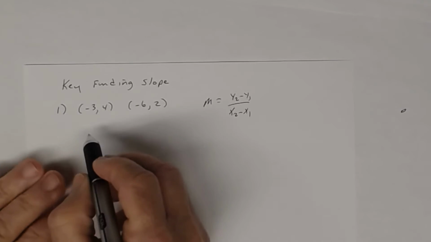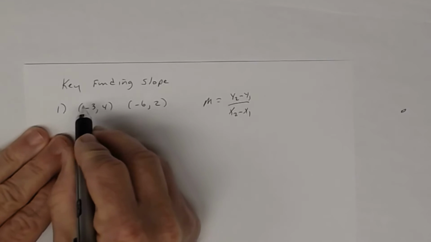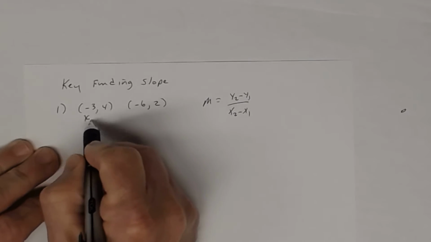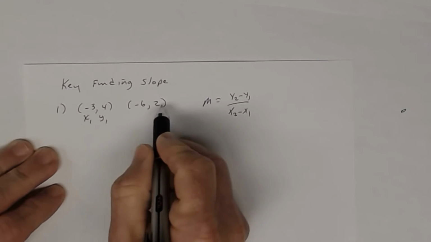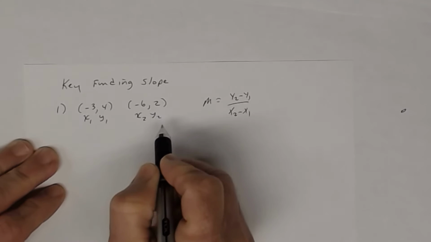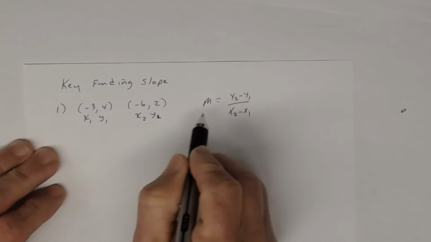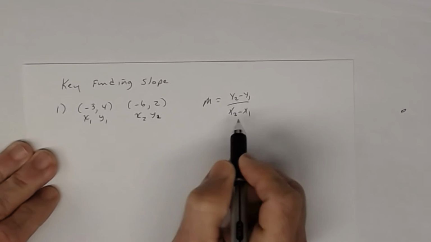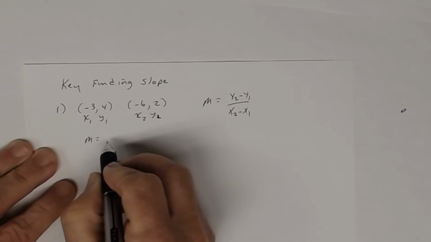It also helps if you label these points. Let's go ahead and call this point here the first point, so we'll call this x sub 1, y sub 1. And this, let's call the second point, so it'll be x sub 2, y sub 2. Sometimes that helps students to substitute these values into the formula. So we get the slope equals.